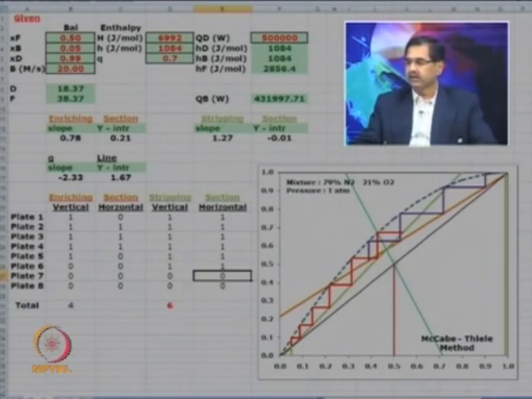And here, if I do the staircasing again, 1, 2, 3 and 4, I got 4 plates in the enriching section and I got 6 in the stripping section. What does it mean? As soon as I increase the purity, I went from 6 plus 3 to 6 plus 4. My number of plates in the enriching section increased from 3 to 4, and this is the effect of the change of purity, or XD parameter, from 0.97 to 0.99.